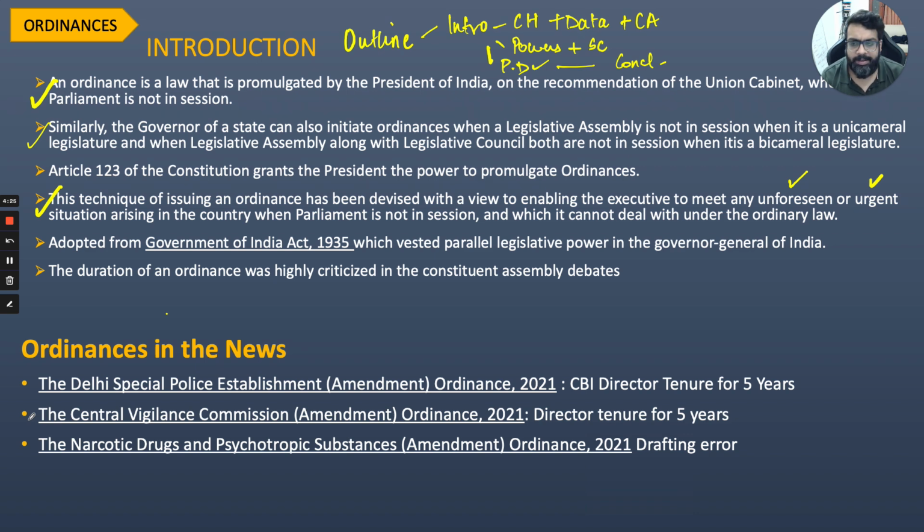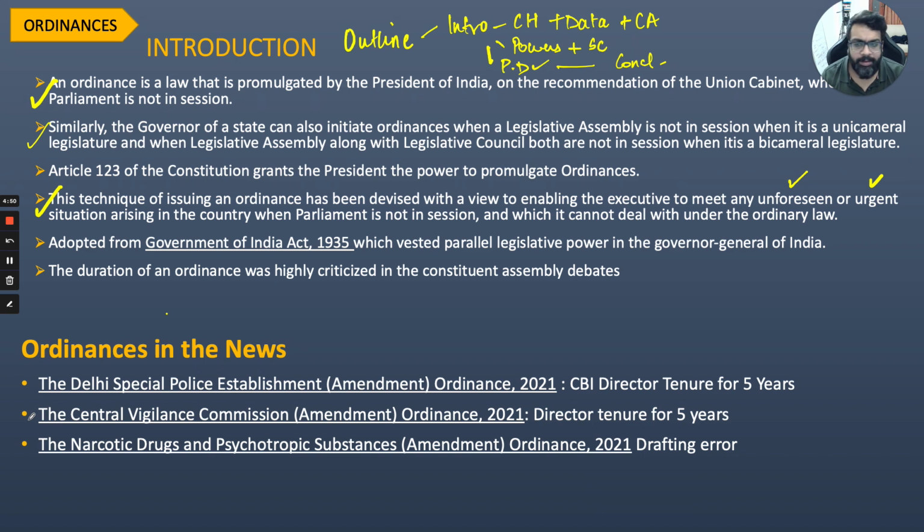Shah actively participated and was extremely critical and cynical about the use of ordinances. In fact, he had an issue with the duration of 6 weeks which is required post the commencement of the next session of the houses, and he was extremely wary of the idea and the utility of the ordinance.